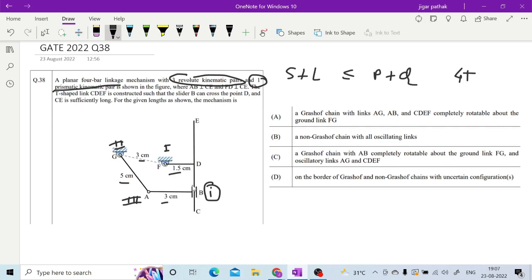Why? Because here you are having one sliding link, right? So in that case, what will happen is that 1.5 centimeter is the shortest link, and the link beside the shortest link is fixed. So here the first option is the correct option. All this AG, AB and CDEF can completely rotate around the fixed link FG. So this is how you solve this particular question from the Grashof law, which we have discussed in the last session.